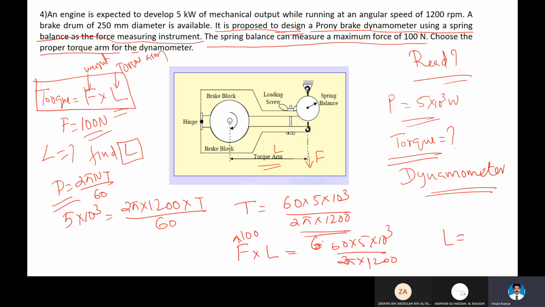So did you understand? We generated two equations for torque. One is by torque arm length and force, the weight applied here. Weight is the force times L. Then from the power equation, 2 pi NT by 60, we have the equation for torque. So we generated two equations for torque, and when we equate them, FL equal to this, we get the value of L. Can you calculate how much is L?